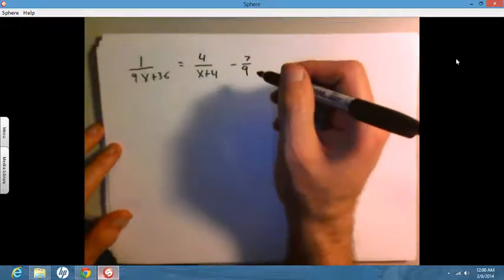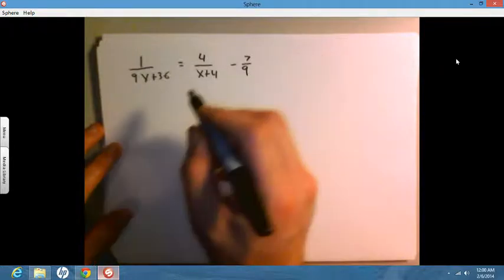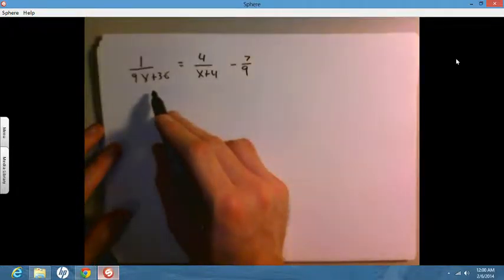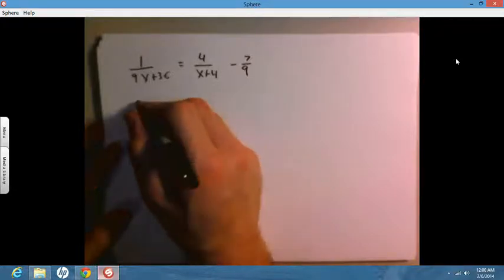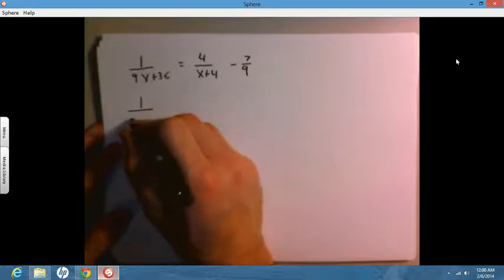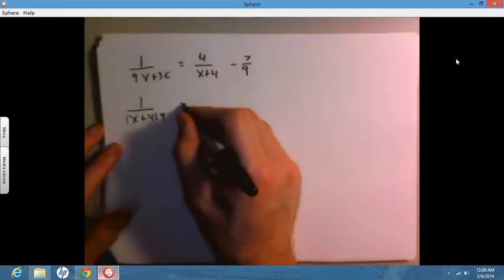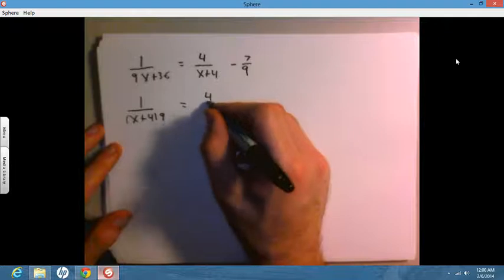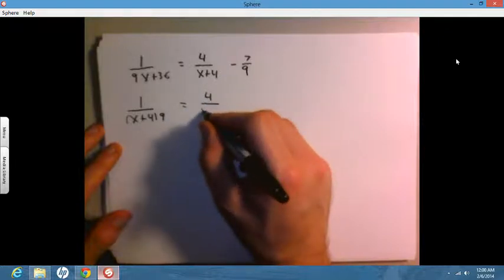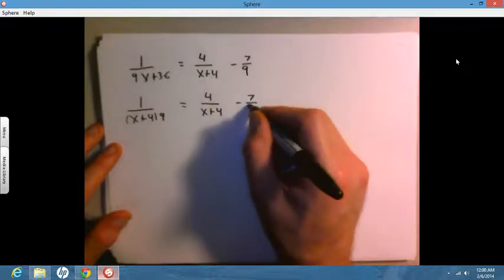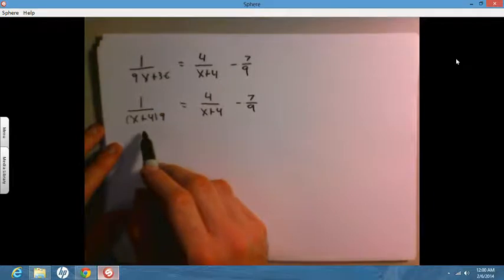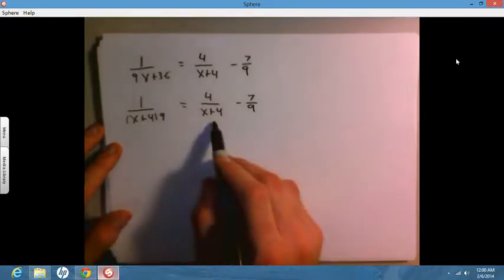So first I'm going to take the complicated expression and factor it. We'll factor out a 9. If I factor out a 9, I'm going to have x plus 4 times 9 is equal to 4 divided by x plus 4 minus 7 divided by 9. Now notice that this denominator is this denominator times this denominator.